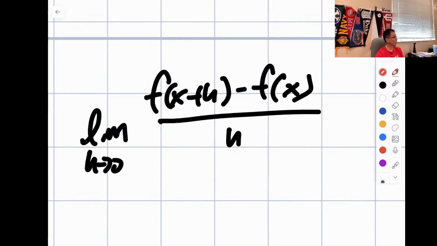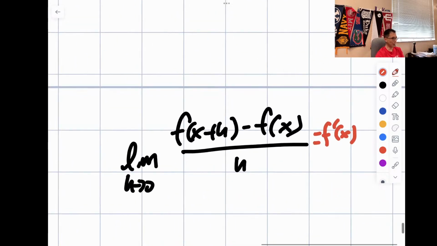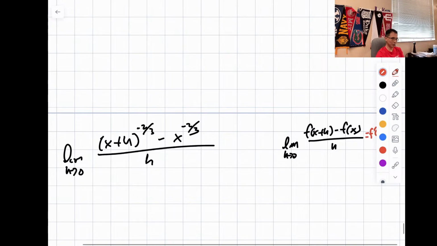Yes. And I said that before. This is f prime of x. Sorry, that was really bad. This is equal to f prime of x. Now I'm gonna go back and look at this question. Does h approach 0? Yes. Is it x plus h? Yes. This is x? Yes. So that means the function, plugging in x plus h, is going to be x plus h to the negative 2/3. So in this case it's negative 2/3.